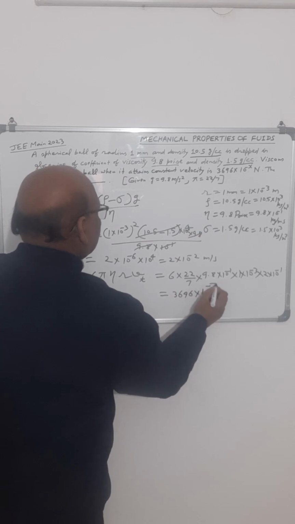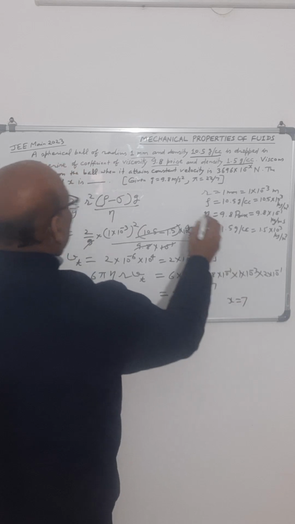3696 into 10 to the power minus 7. So we can say that x is equal to 7. So our answer is 7.